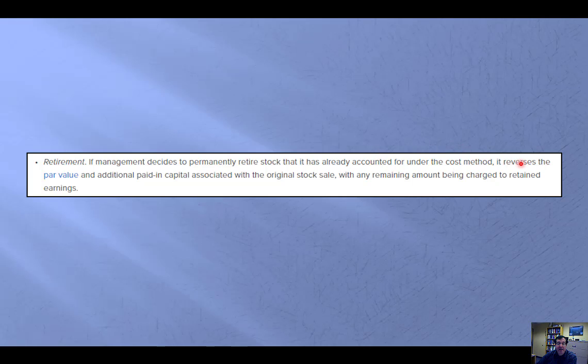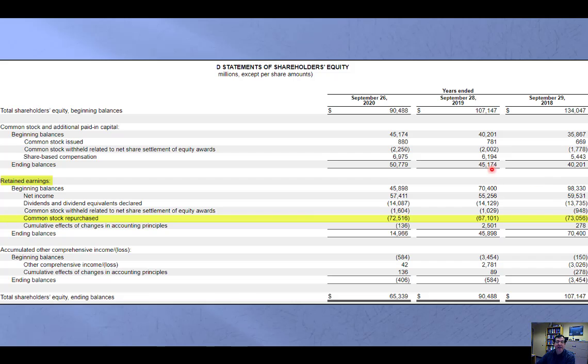Now they talk about what on earth do you debit? With any remaining amount being charged to retained earnings, they do not have this additional paid-in capital associated with the original sale. They have to debit retained earnings, and indeed that is what they've done. If we go look at the statement of shareholders' equity, common stock repurchased, a huge debit to retained earnings in each of these 3 years.